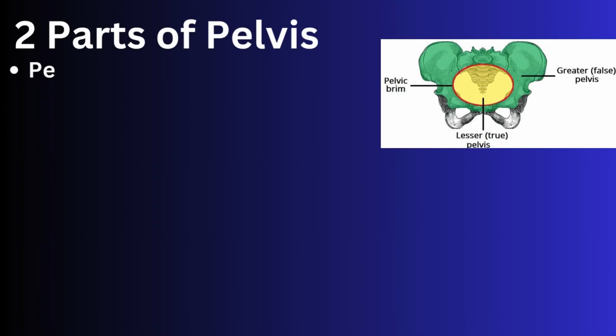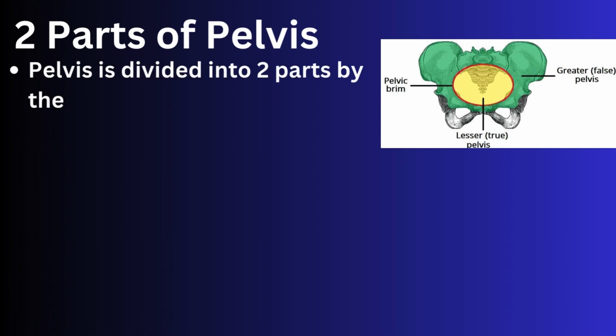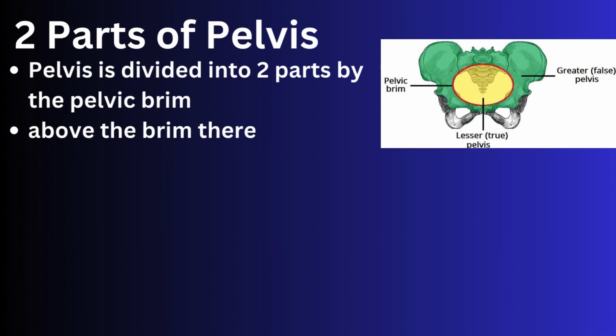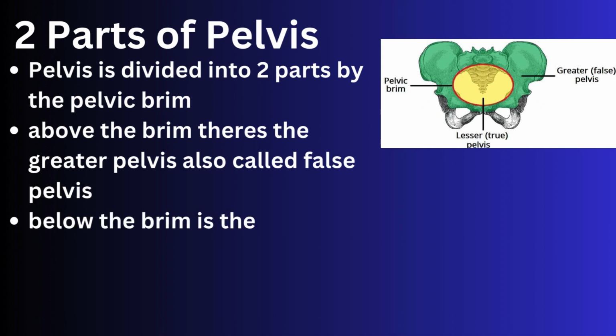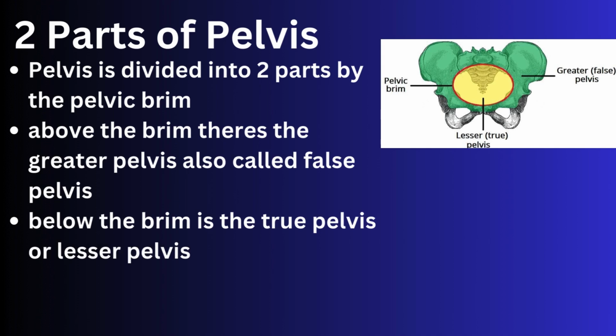So let's have a look at the two parts of the pelvis. The pelvis is divided into two parts by the pelvic brim. Above the pelvic brim, there's the greater pelvis, also known as the false pelvis. Below the pelvic brim, we have the true pelvis or the lesser pelvis.